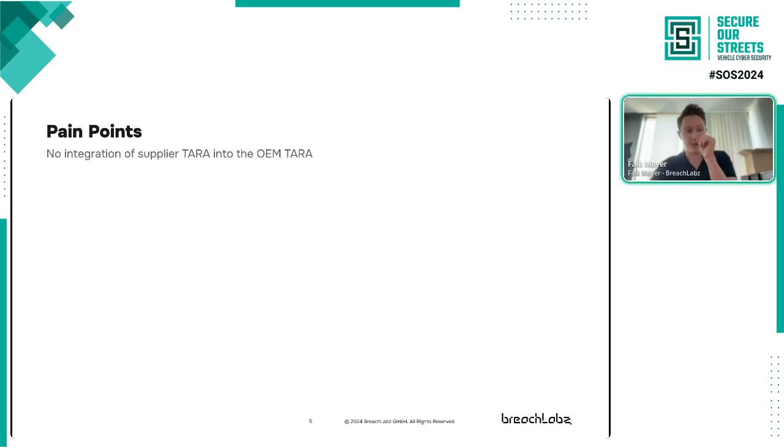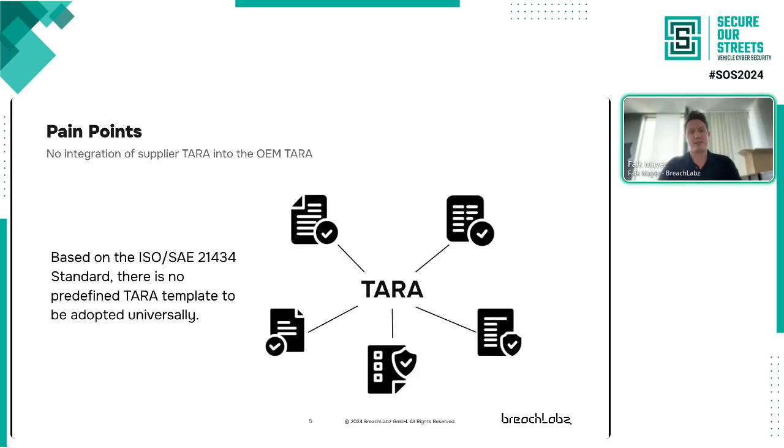I'll already jump into the first pain points. The main thing we're going to talk about today is ideas from our side on how to integrate the OEM and the supplier tower in order to make the process much smoother and to enable better collaboration and therefore better requirement specification at the end of the day.